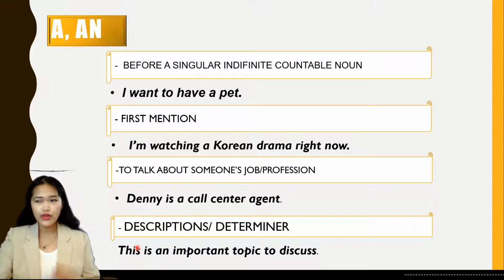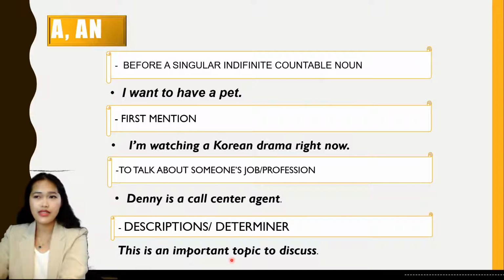Next, we also use a and an as determiners. When we use adjectives, it's before an adjective, so it is a determiner. For example, this is an important topic to discuss. The articles a, an, and the is an important topic to discuss. So we have the adjective here, important. Important topic. So we use an important topic.